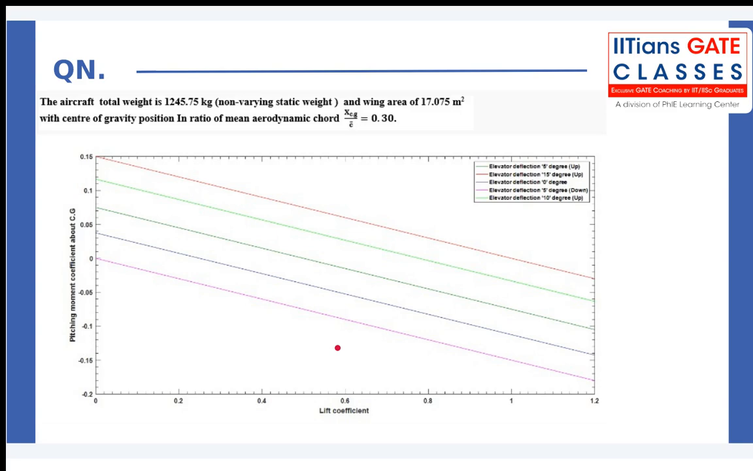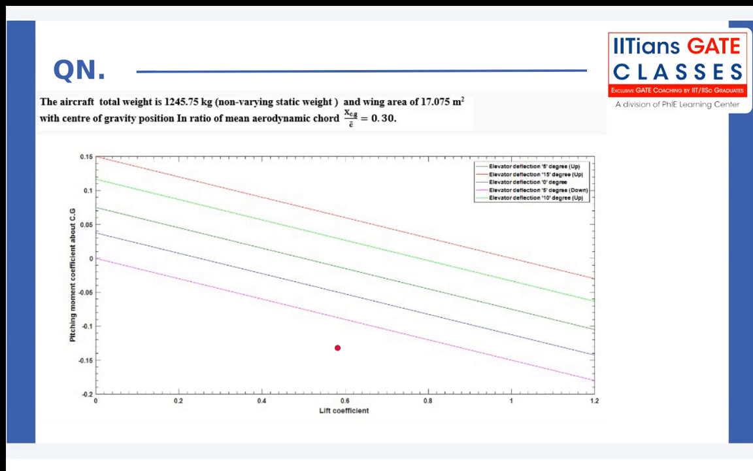So this was the question that we started in the last session. I think we just did one question from the series, and I said we'll repeat it again. So let's look at it again. Look at the data that's given to you clearly. They've given you the weight of the aircraft, the wing area, and the location of center of gravity. And they've given you data here that is pitching moment about CG versus lift coefficient. So it's CM versus CL at different elevator deflections. You can see that the slope remains the same. The graph is just translated. So that means this deflection of elevator does not affect stability.